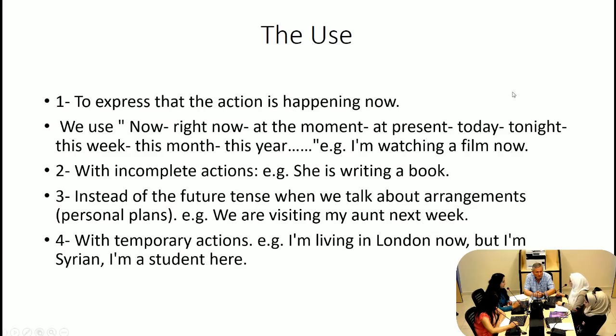We use the present continuous also to express an incomplete action. For example, she's writing a book. She hasn't finished yet. Instead of the future tense, when we talk about arrangements for personal plans, we use the present continuous. We are visiting my aunt next week. With temporary actions, for example, I'm living in London now, but I'm Syrian, I'm a student here.